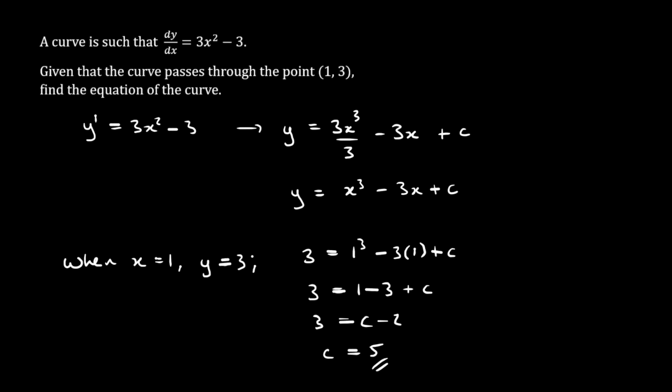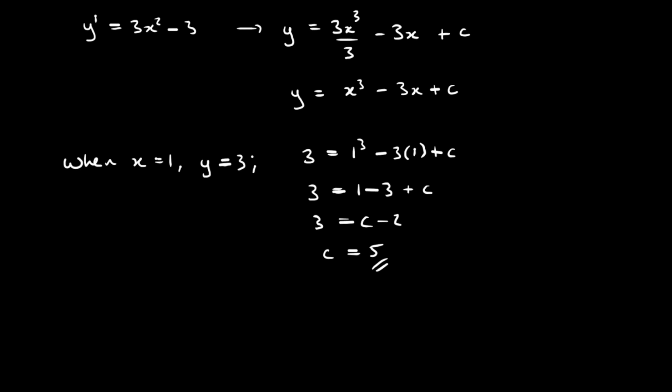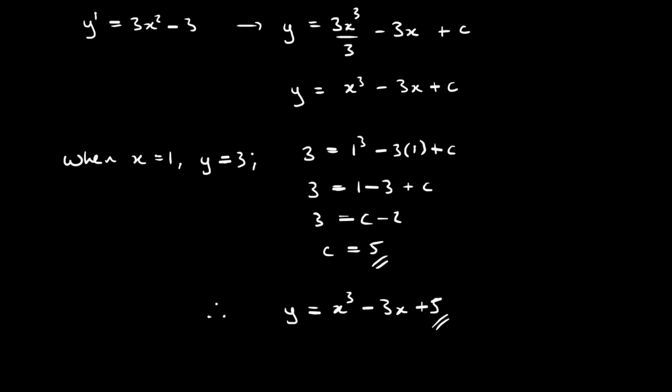So therefore, we've just calculated our constant. So we know that the equation of the curve is this thing here, where the c is 5. So we've got y is equal to x cubed minus 3x plus 5. And that's our final answer. Well, okay, let's do one that's a little bit more complicated.